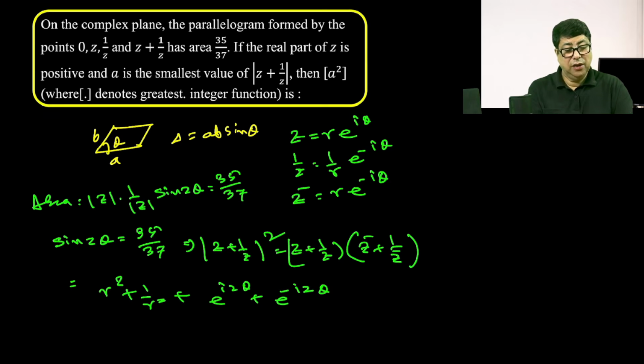So just you understand, z by z bar, what I can write, that is r e to the power i theta, and z bar is what? r e to the power minus i theta, that is e to the power i 2 theta.